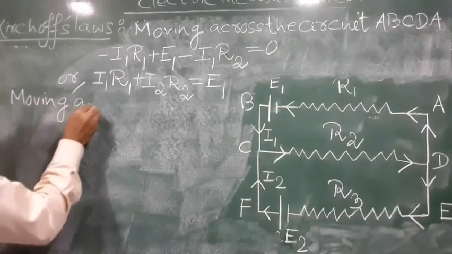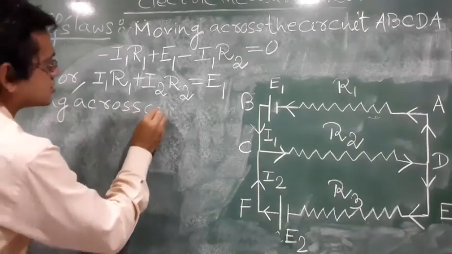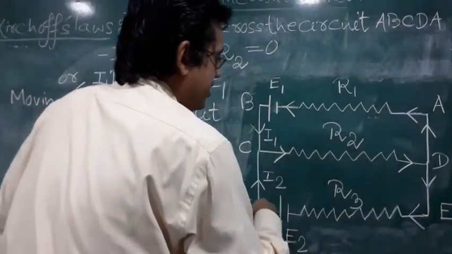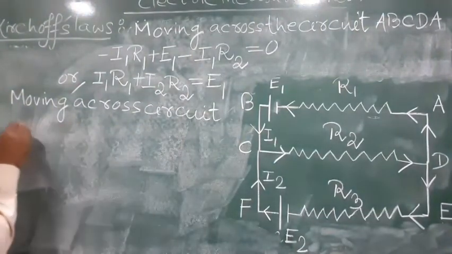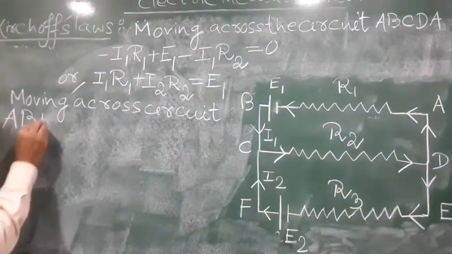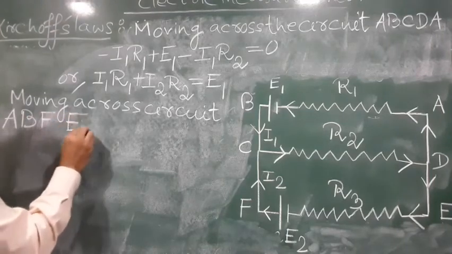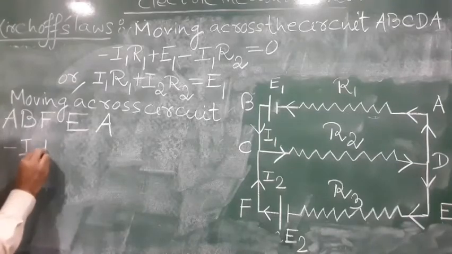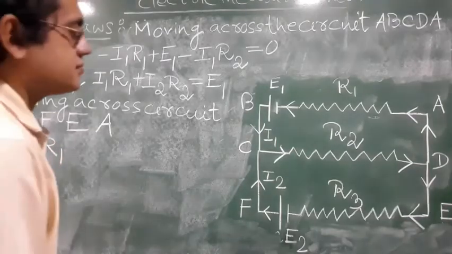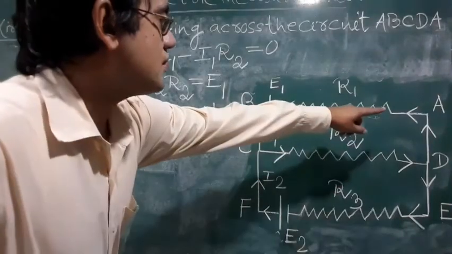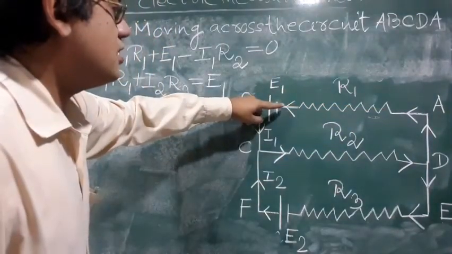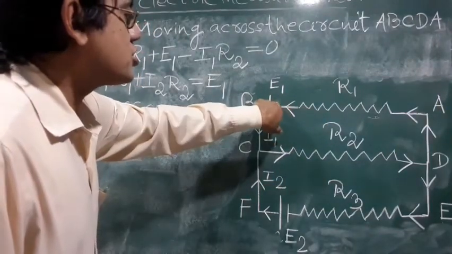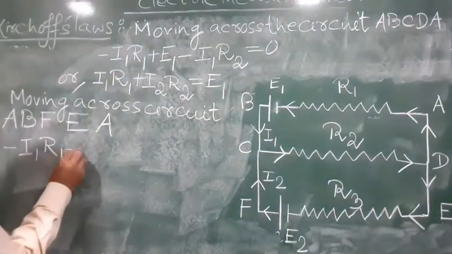Now, moving across the circuit A, B, F, E, A. So again minus I1 R1, I1 into R1. I am moving from negative to positive, so E1 will be positive.